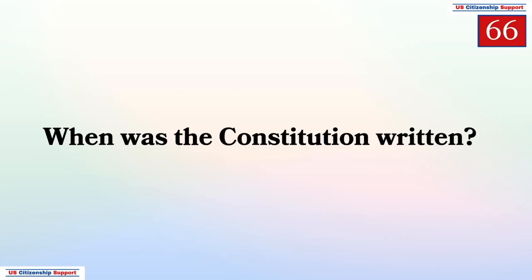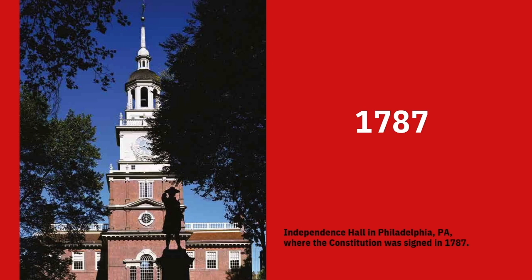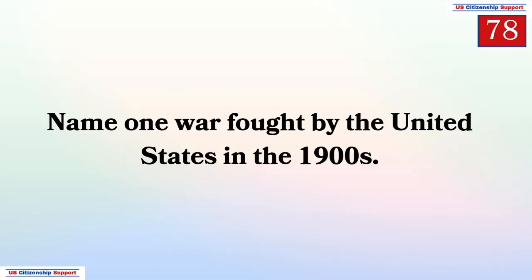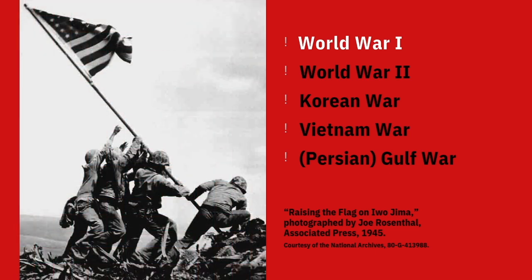When was the Constitution written? 1787. Name one war fought by the United States in the 1900s. World War I.